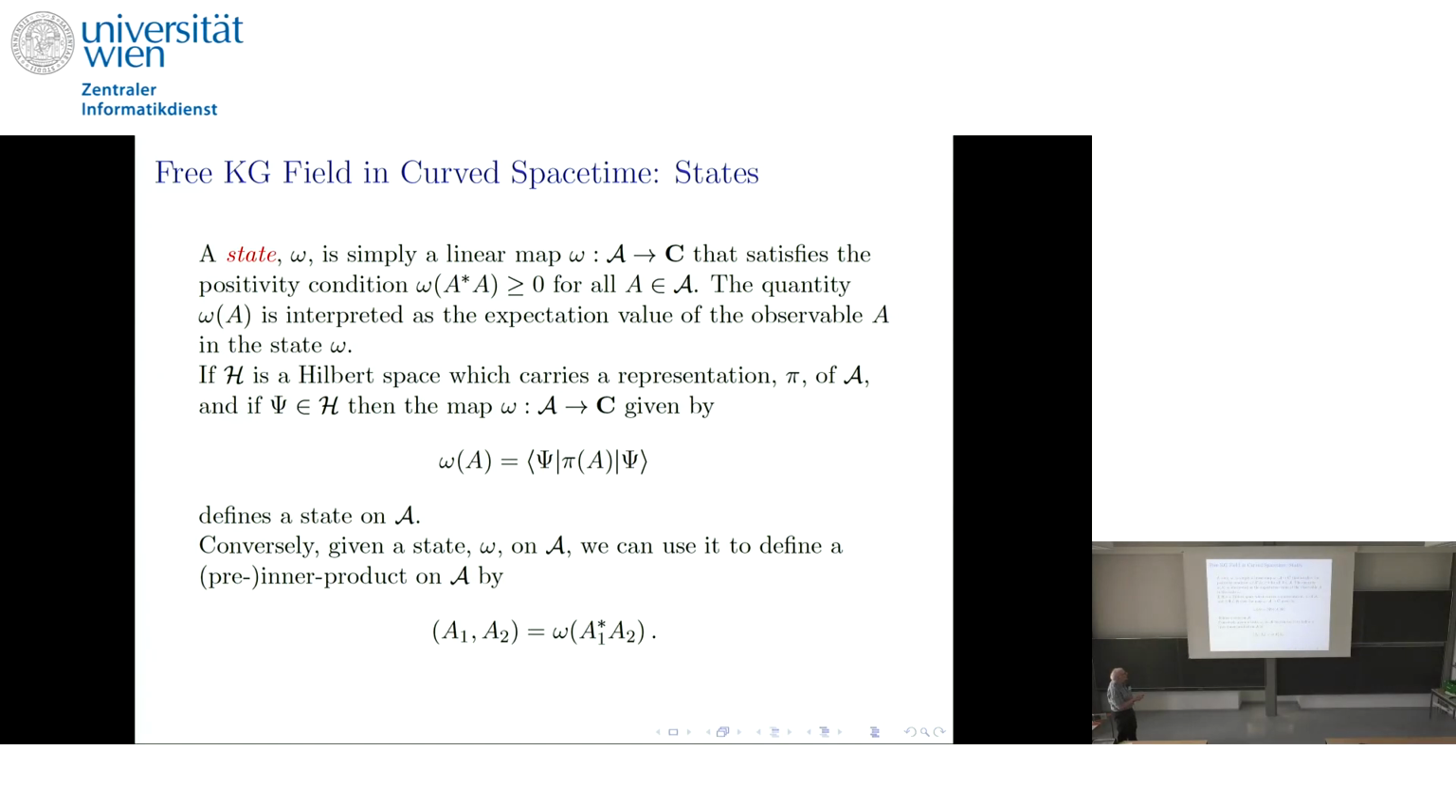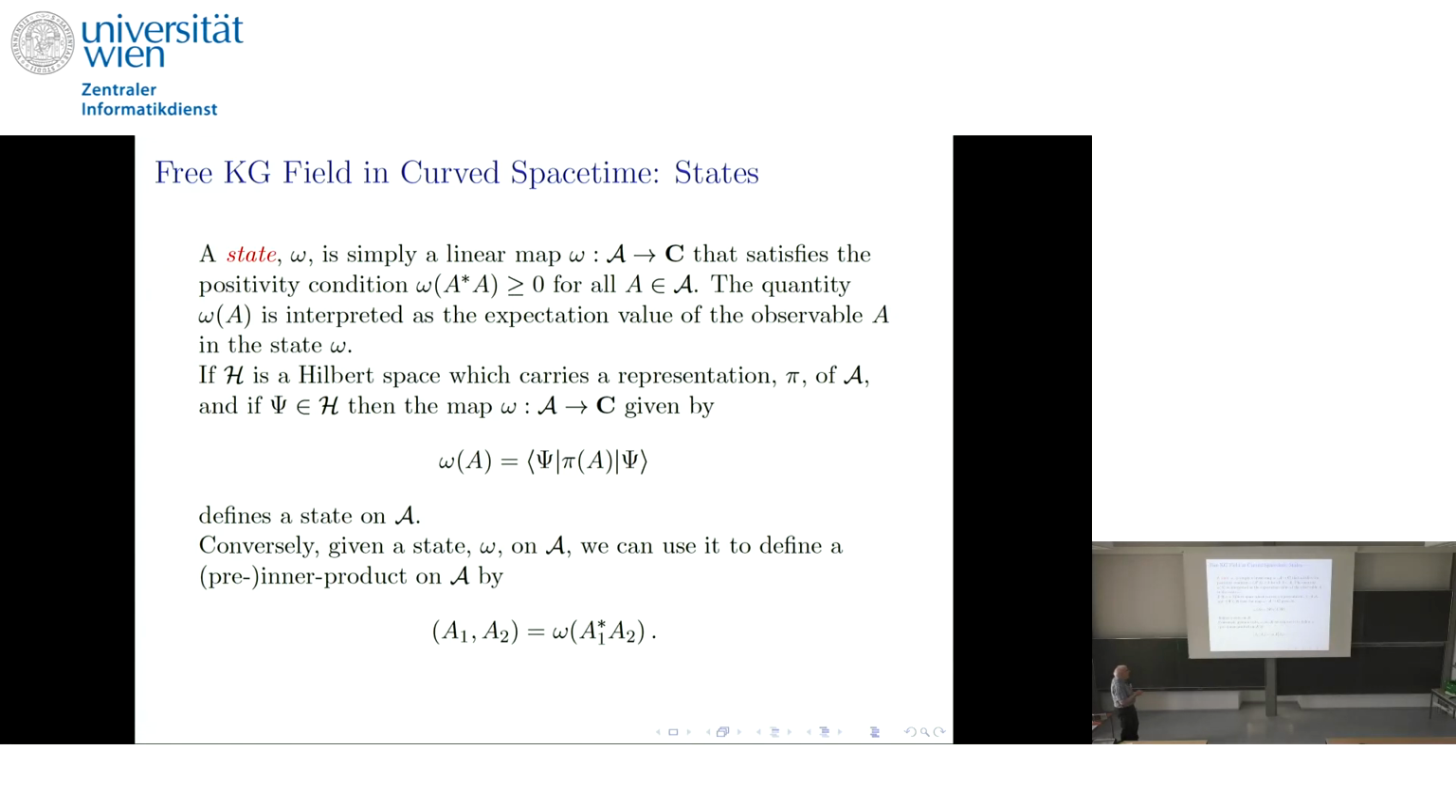So in the algebraic viewpoint, a state is just a linear map from the observables into complex numbers, which satisfies this positivity condition, which is certainly very non-trivial to check. What you get over here is interpreted as the expectation value of the observable A in the state omega. So what does this have to do with states in the usual sense?